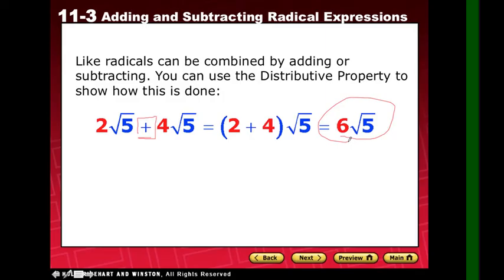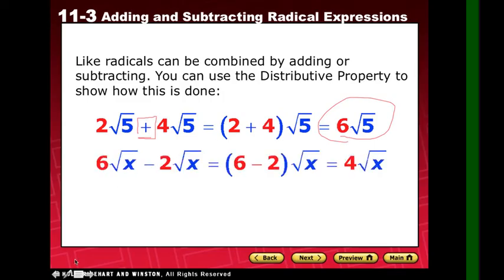So we will just copy the radicals and then add the numbers outside the radical symbol, which is 2 and 4. So sa subtraction naman, same thing lang ang gagawin natin. We just combine the numbers outside the radical sign and then just copy the radicals, which is the square root of x. So 6 minus 2 is equal to 4. So we have 4 square root of x. Ganun lang kadali ang pag-add and subtract ng radical signs for like radical expressions.